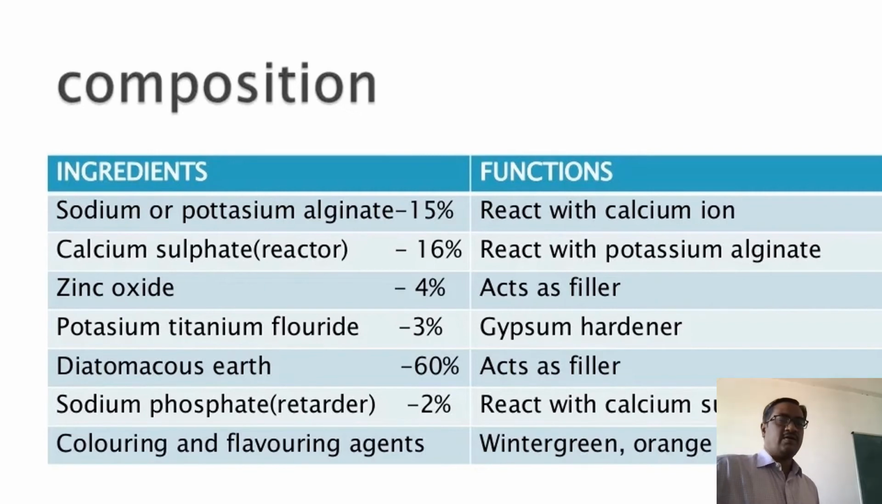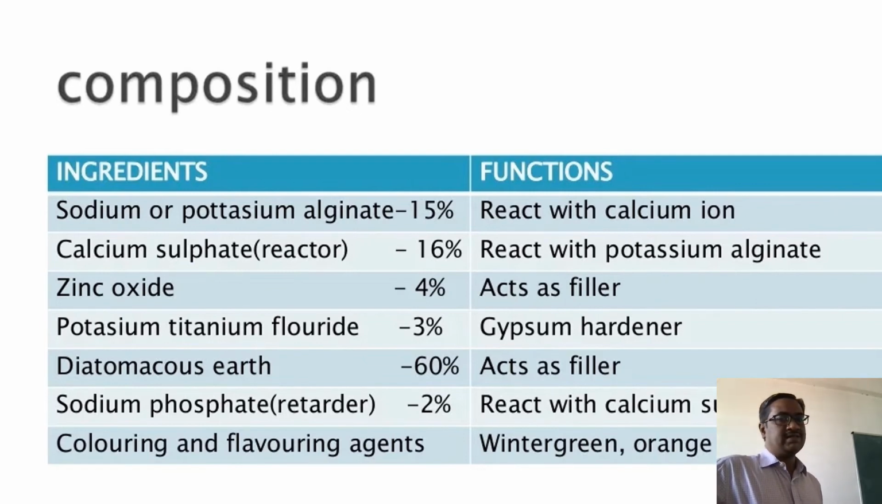Understood? So calcium sulfate reacts with sodium phosphate. First, the reaction number 1 is, calcium sulfate reacts with sodium phosphate, then it will allow calcium ions to react with sodium or potassium alginate, so that the reaction will be delayed, so we will get a proper working time. Understood? Then along with this we have coloring and flavoring agents for the comfort of the patient. So you understood the composition?